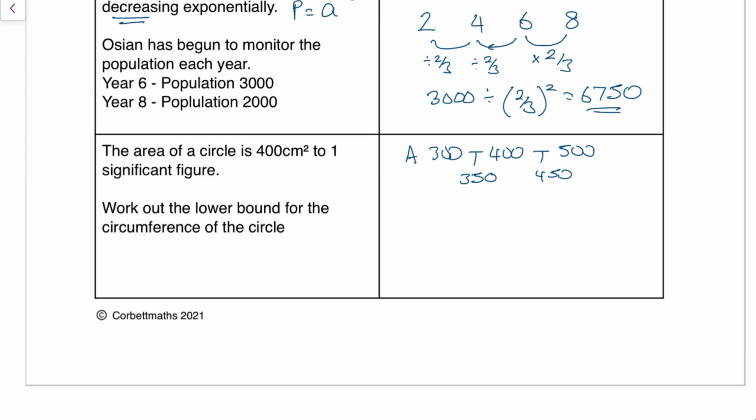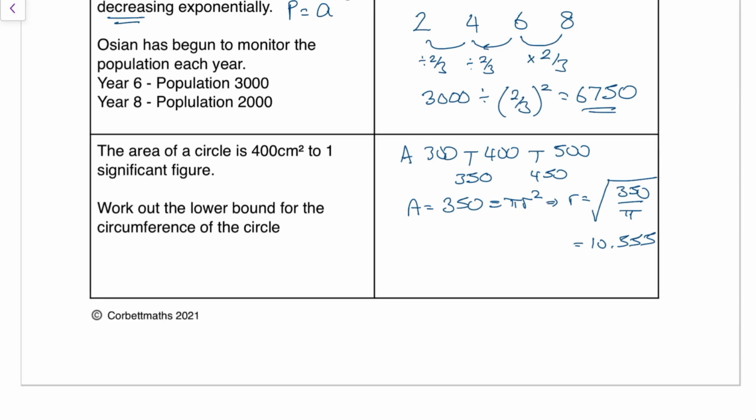Now, okay, I want to work out the lower bound for the circumference. To work out a circumference, I need a radius because it's 2 pi r. So the way I'm going to do this is I'm going to say the smallest area is going to give the smallest circumference. So my area equals 350, which equals pi r squared, which means my radius is the square root of 350 over pi. So 350 divided by pi, square rooted is 10.555. Now we're using a few decimal places because I want to get the final answer as accurately as possible.